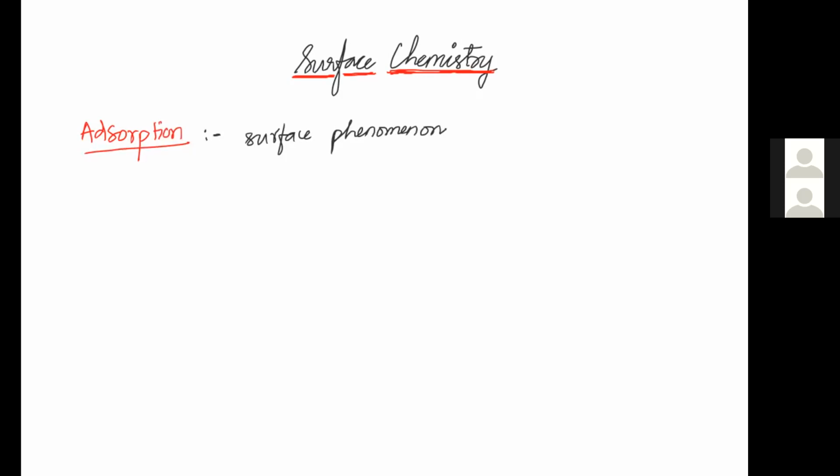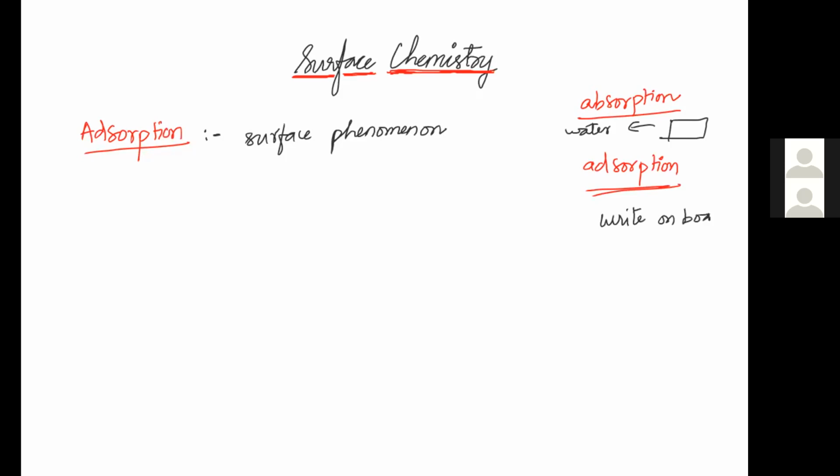See, what happens in absorption is so much different because, when you have a sponge and you dip it in water, the water molecules will occupy every space of the sponge. Whereas adsorption is a surface phenomenon. It's like when you write on a board with a chalk. So it is just the surface phenomenon. The sponge is a bulk, meaning overall everything is involved. Here it's specifically the surface.